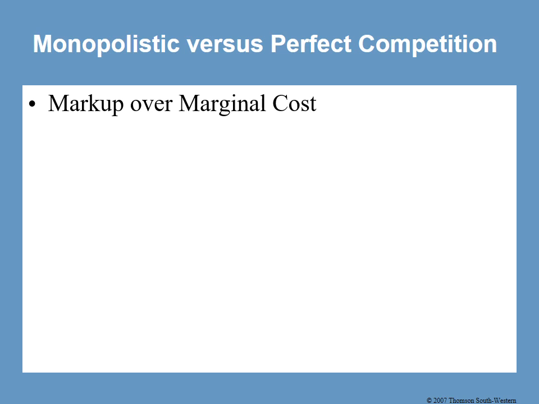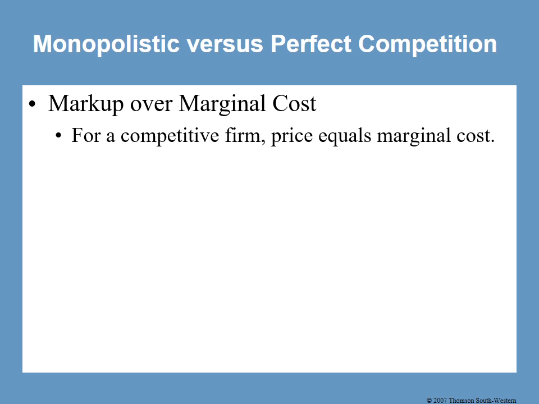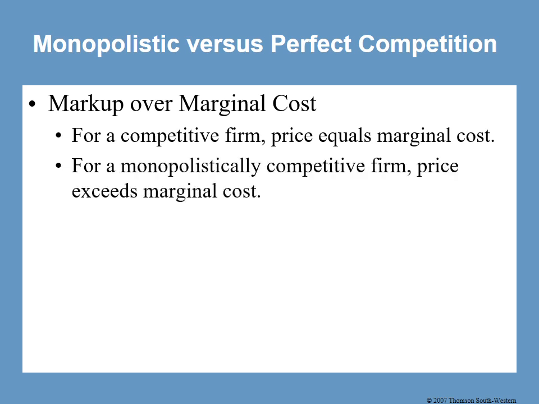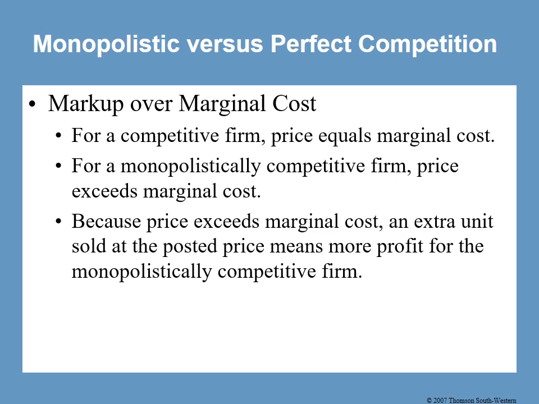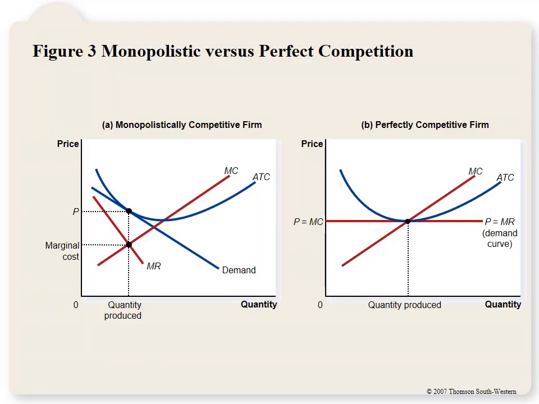The second characteristic I want to talk about is the markup over marginal cost. For a competitive firm, price equals marginal cost. Okay, price equals marginal cost. For a monopolistically competitive firm, price is going to be higher than marginal cost. What does that sound like? That sounds like a monopoly to me. And so, because price exceeds MC, an extra unit sold at that posted price means that profit exists for a monopolistically competitive firm. Let's talk about that.